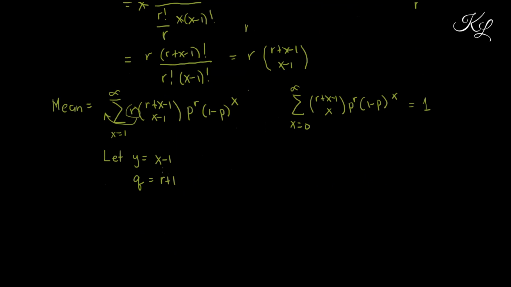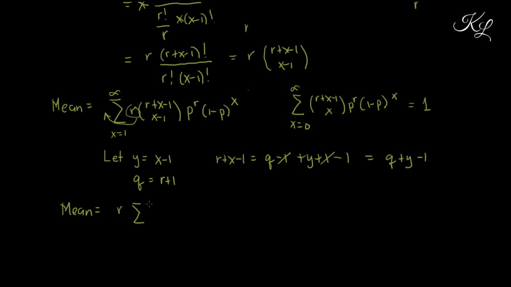So let me have the mean equal to r, the constant that we have moved from the summation. Then we have r plus x minus 1 is equal to q minus 1, and x equals y plus 1, so we have y plus 1 and then minus 1. So we have this negative 1 plus 1 is 0. So we have q plus y minus 1.